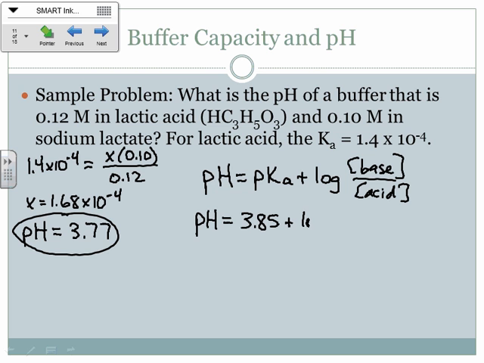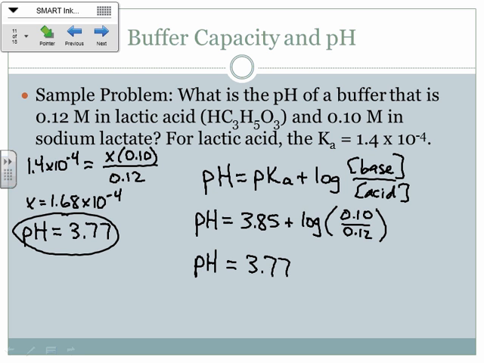plus the log of 0.12 divided by 0.10. Did I get those right? Nope, I got it backwards. Sorry, it's 0.12 in the acid. So it's 0.10 divided by 0.12. And then just plug that into your calculator, and that gives you 3.77.